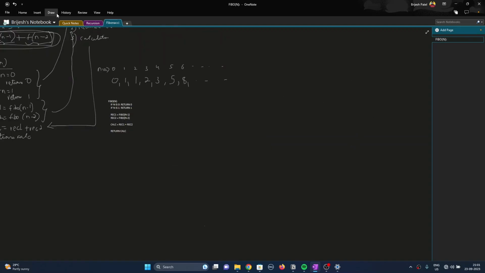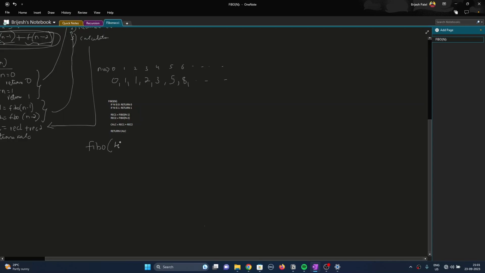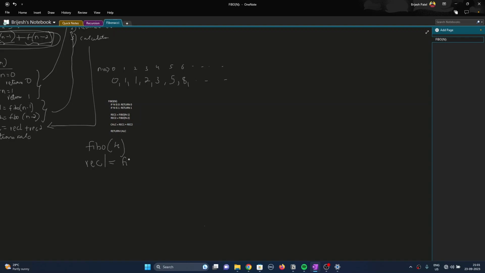Now let us try to understand this problem with the help of an example. Let us consider we are trying to calculate Fibonacci of 4. N is equal to 4. It will come to the first line, n is 0 false, second line n is 1 false again, then it comes to this part, which is REC of 1, that is recursion of 1 is equal to Fibonacci of n minus 1, that is 4 minus 1, which is 3. Now let's see how we would calculate Fibonacci of 3. Here again we do the two checks, n is 0, n is 1 false, then it comes to this REC of 1 equals Fibonacci of n minus 1, that is 2.